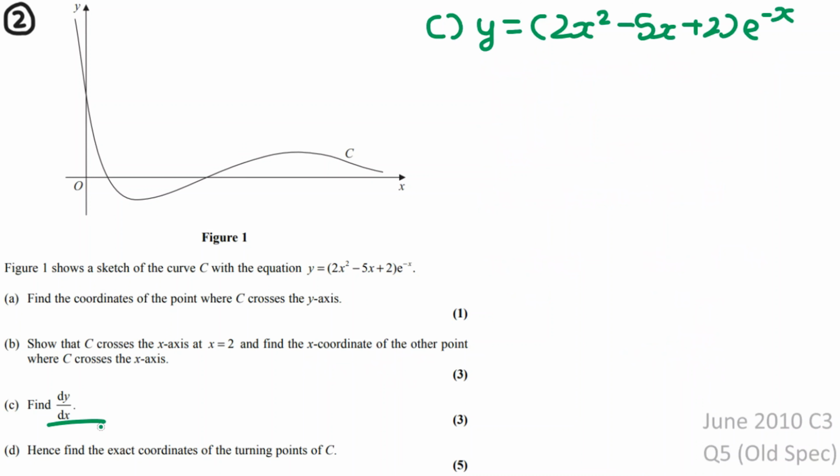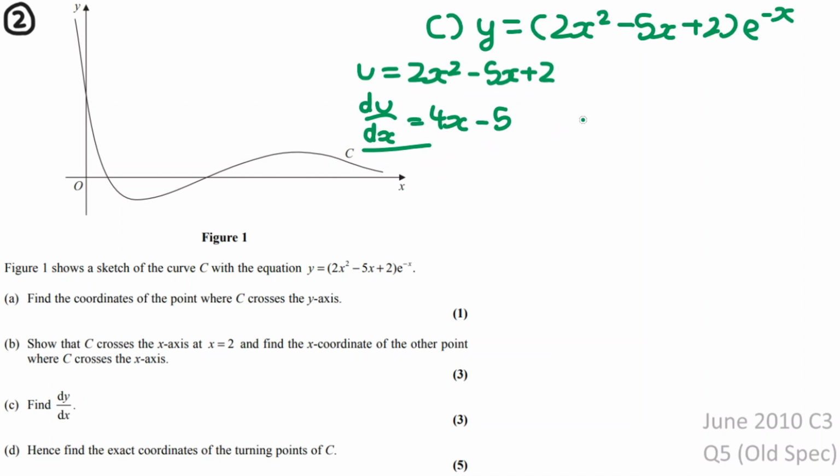Okay, so for part C, we need to find dy over dx, so we need to differentiate this, and because we've got this multiplied by this, we're going to use the product rule. So we're going to call this here u, so u is equal to 2x squared minus 5x plus 2, therefore du over dx is equal to 4x minus 5, that's du over dx.